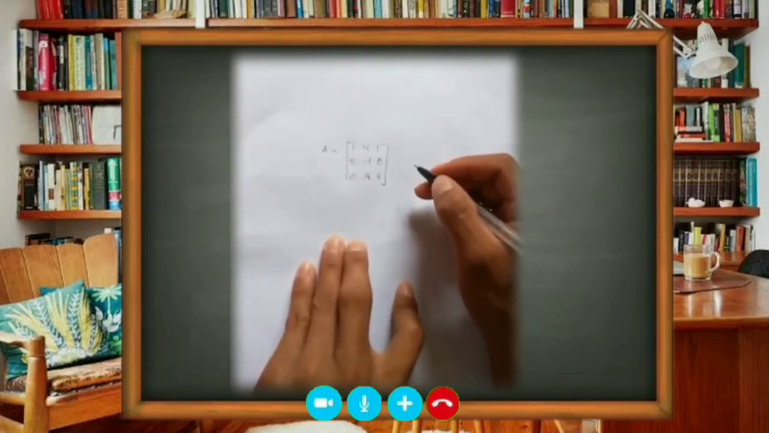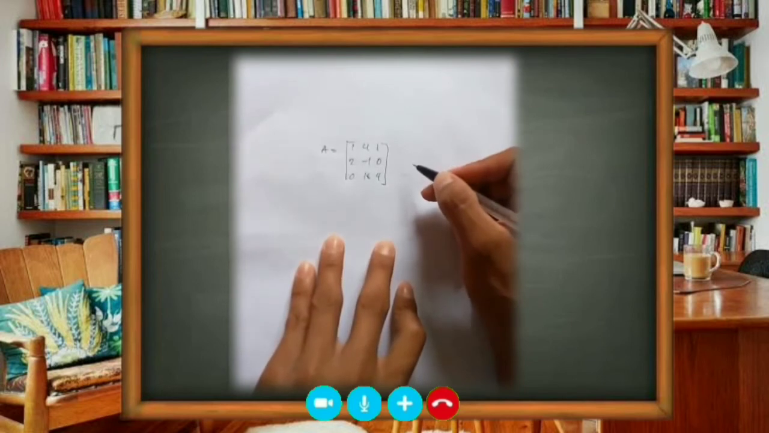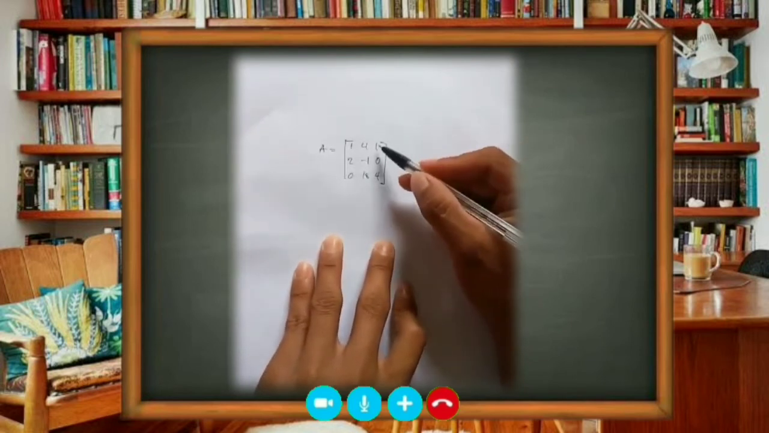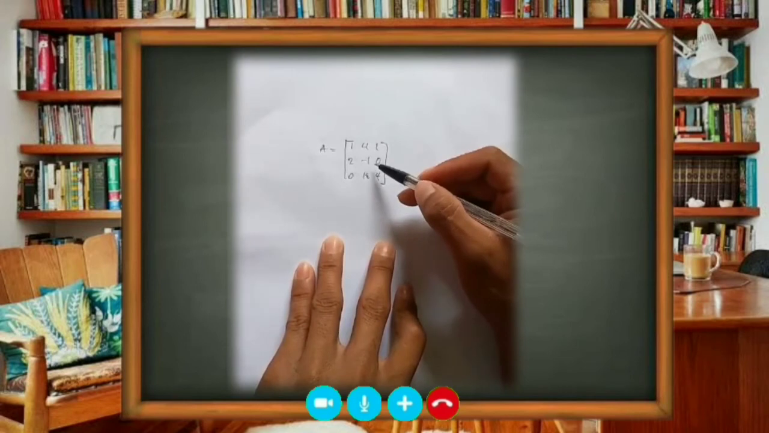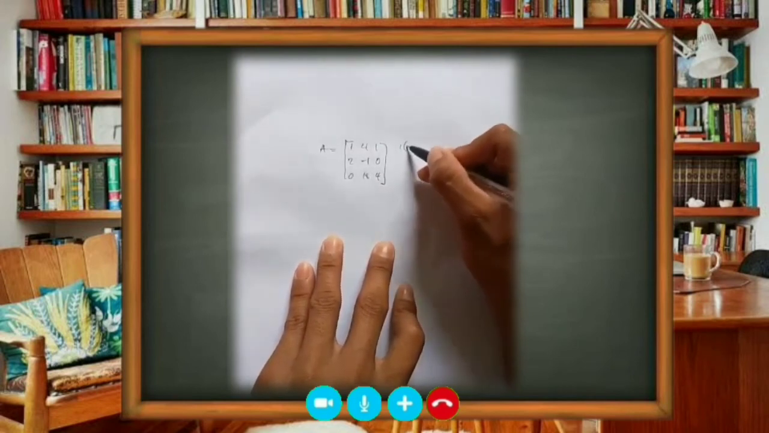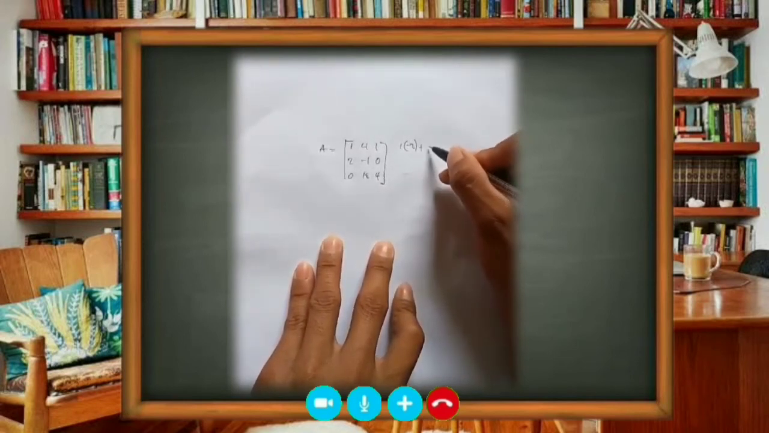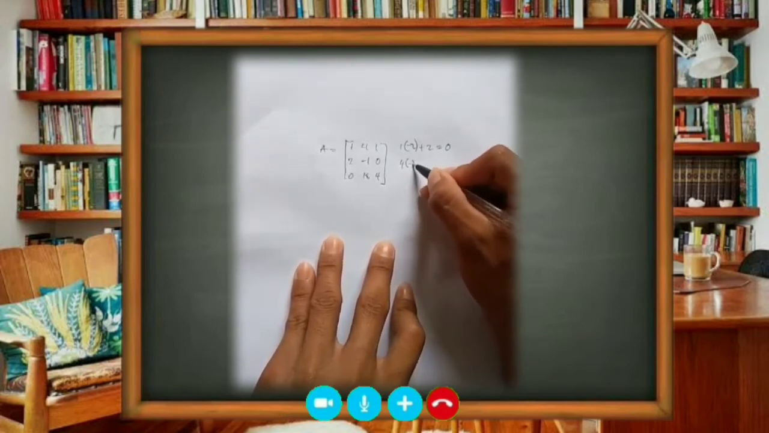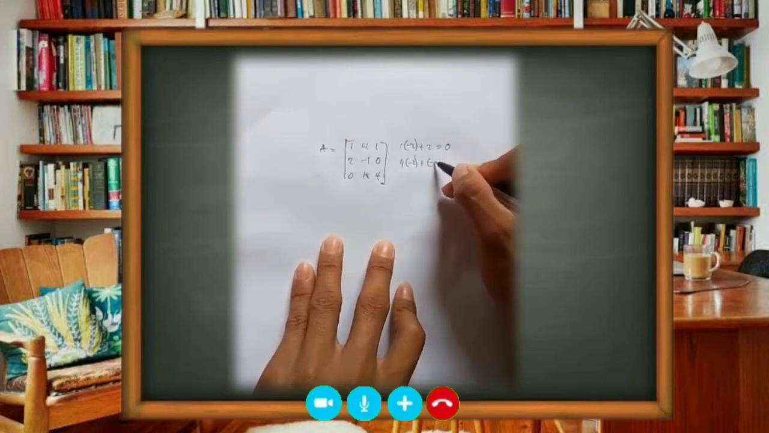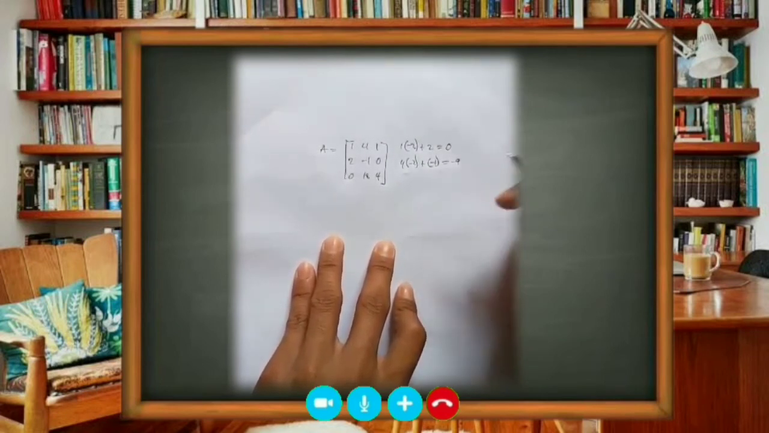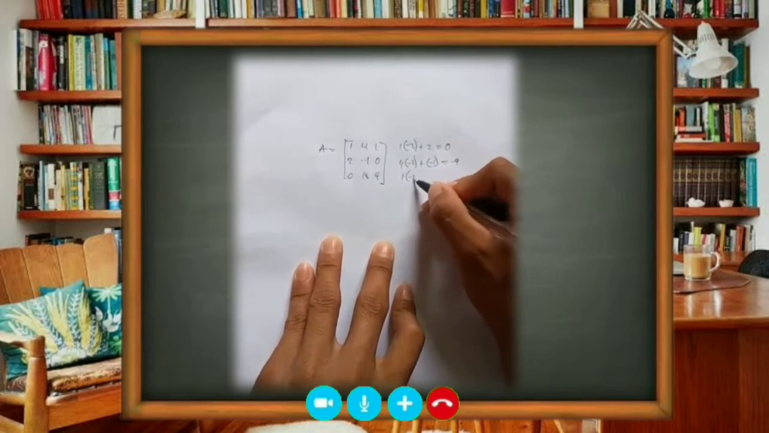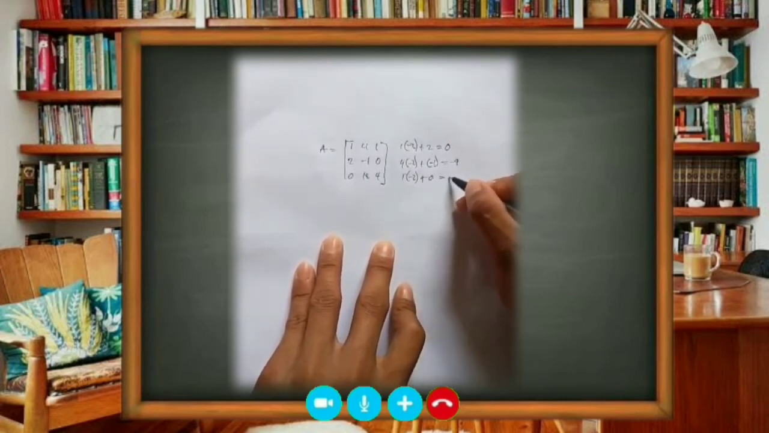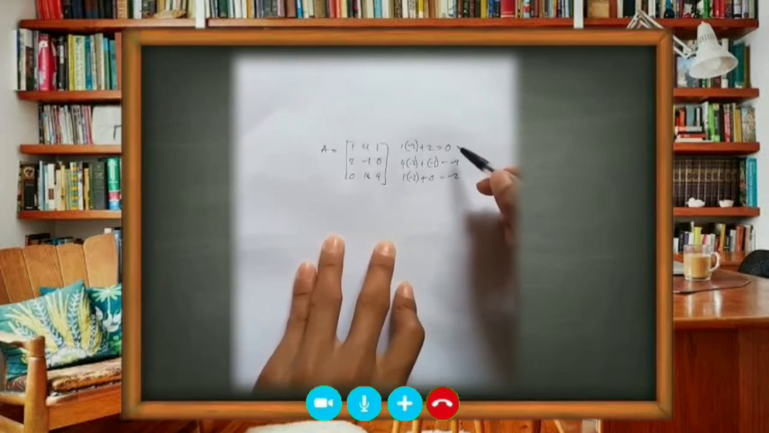The solution is by multiplying the first column by negative 2 and adding it to the second column. We have 1 times negative 2 plus 2 equals 0. 4 times negative 2 plus negative 1 equals negative 9, and 1 times negative 2 plus 0 equals negative 2. And we have the final numbers for the second column.